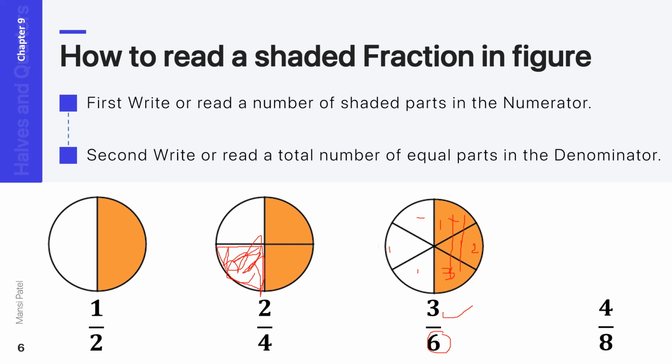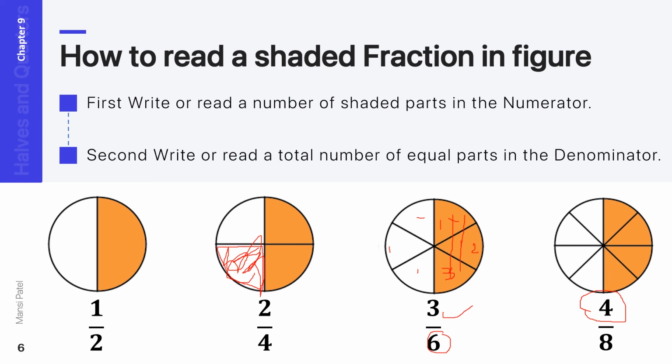4/8. Now the same. You have to make 8 equal parts in a circle, and out of these 8 equal parts, in how many parts do you have to do the color? How many parts do you have to shade? In 4 parts you have to shade. So see here, you can see how many equal parts this circle has. There are 8 equal parts in this circle, and out of these 8, in how many parts have we done the color? In 4 parts we have done the color. 1, 2, 3 and 4.